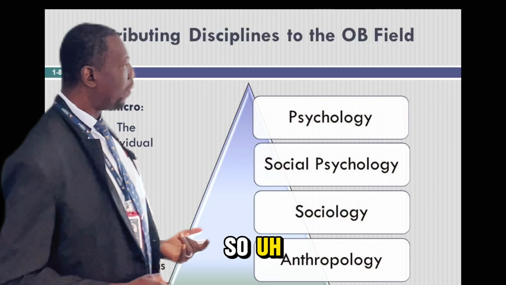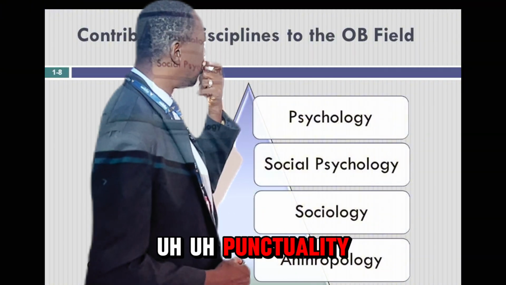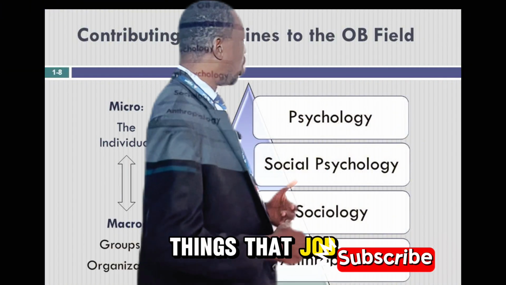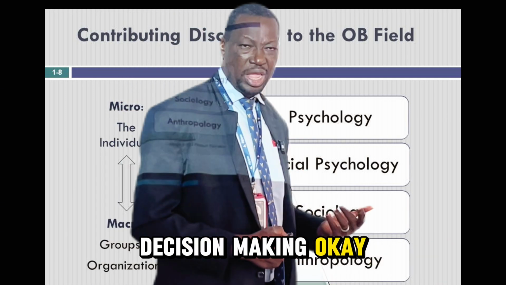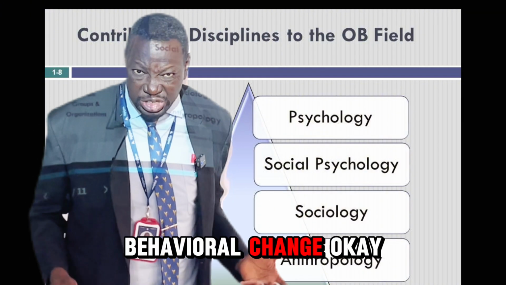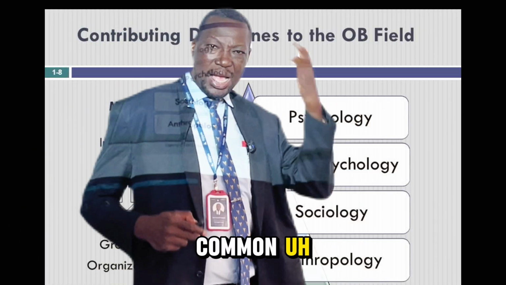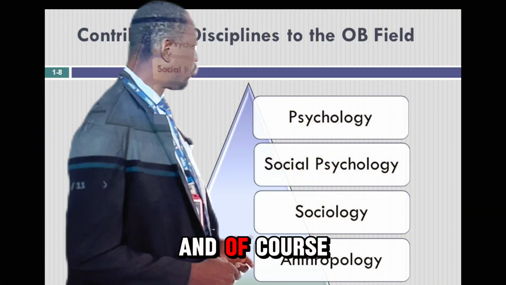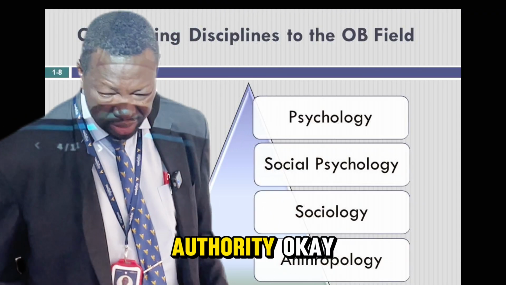So when you talk of psychology, it looks at punctuality, things like job satisfaction, and individual decision making. And then when you look at social psychology, this has to do with behavioral change. It talks about attitude change, common sense, and group processes. And of course, it also talks about communication and power, authority.